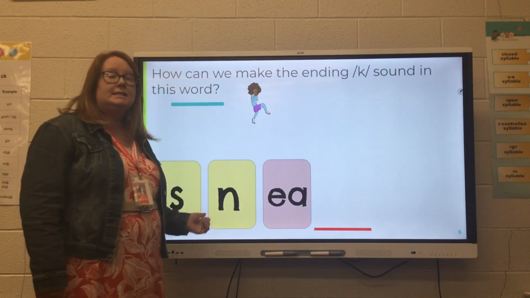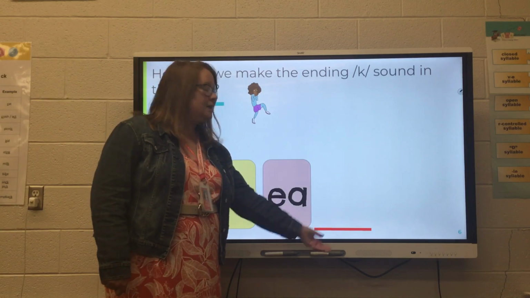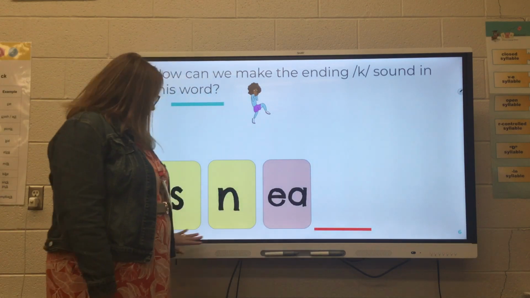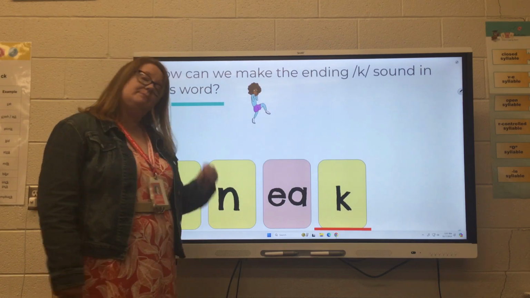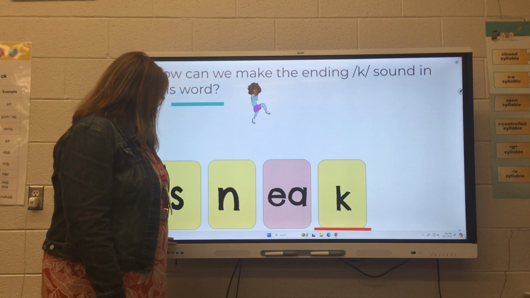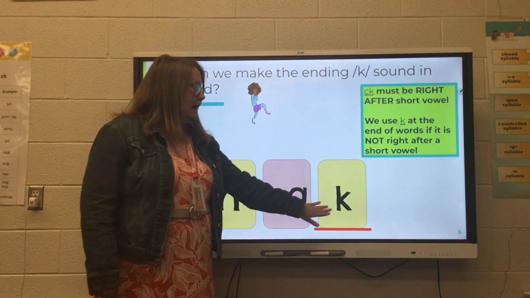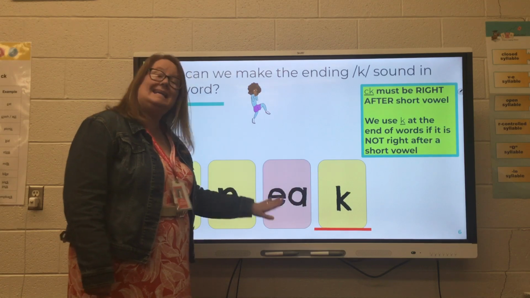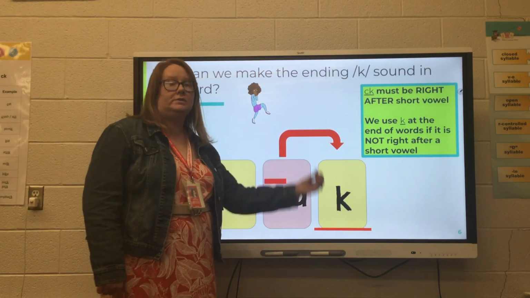How about the word sneak? We're getting that k sound at the end, and it's right after our vowel. But remember, it has to be after a short vowel. So I'm getting a K because my E is saying E, and it's the long vowel sound.